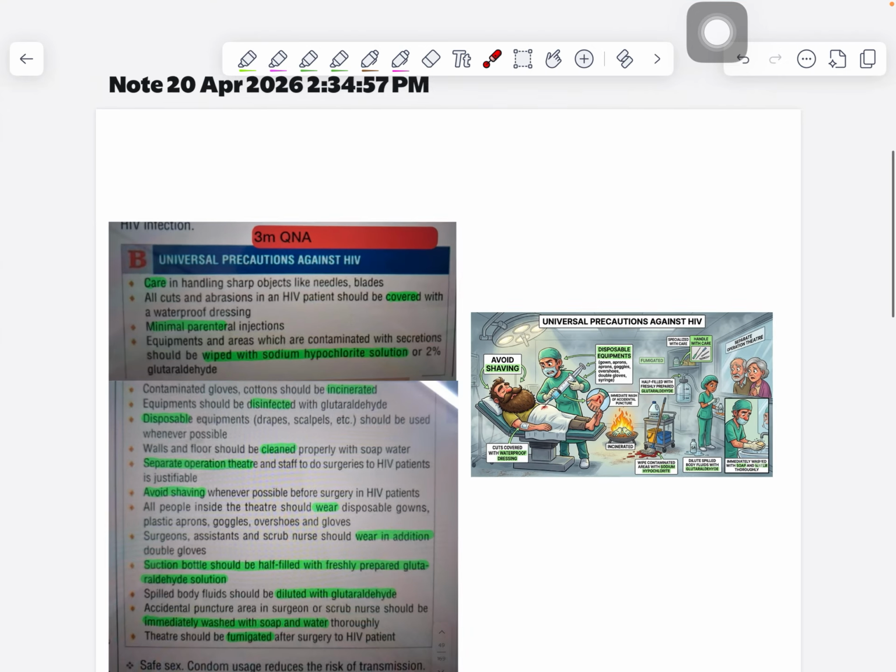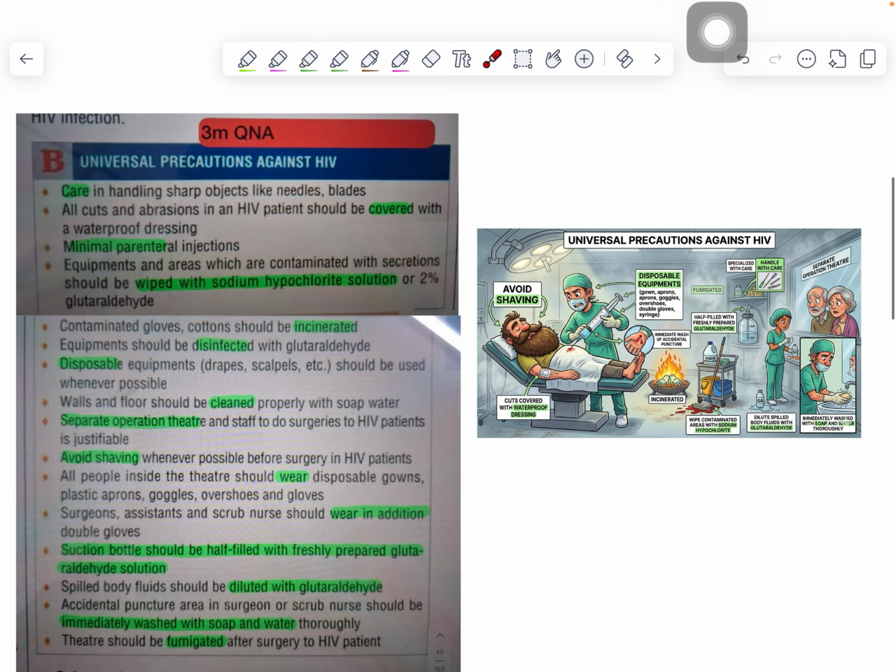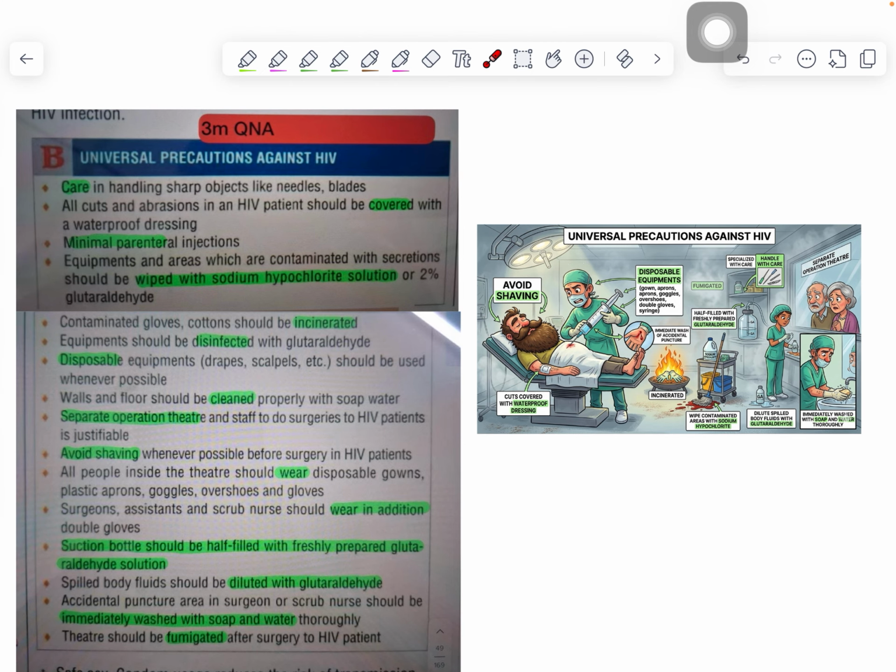Now coming back to the theory, here you see the first point, care in handling sharp objects like needles and blades. In this you can associate it with the picture where the shelf is kept and labeled as handle with care. All cuts and abrasions in the HIV patient should be covered with a waterproof dressing. Here you can see the waterproof dressing.